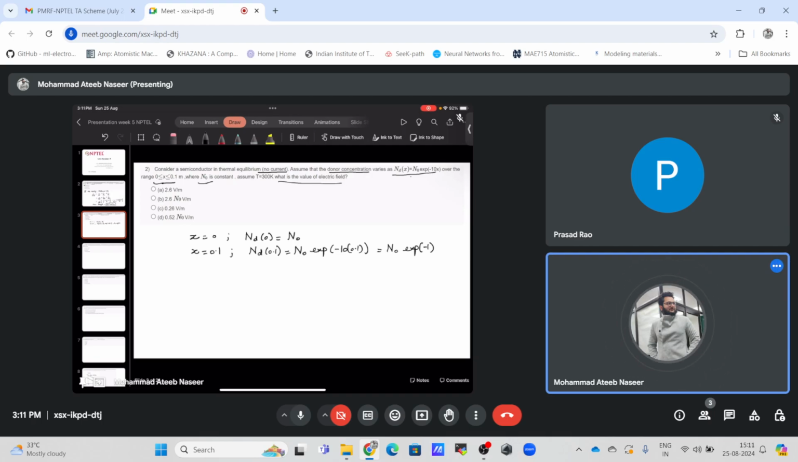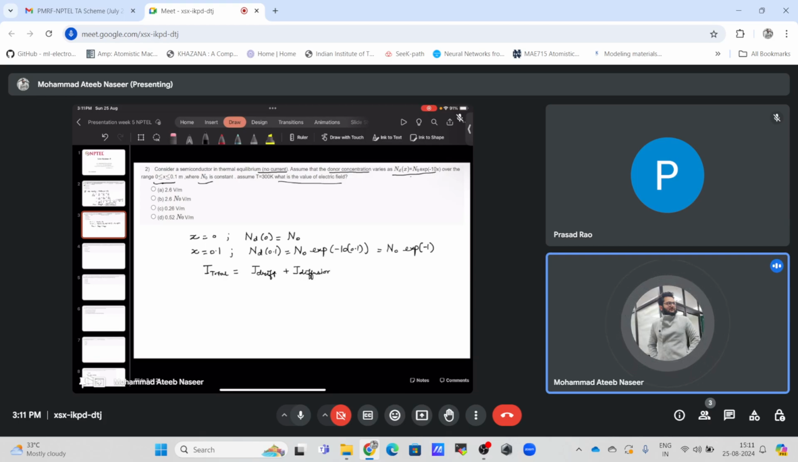This results in the built-in field, which you must have seen equal to the built-in potential in the calculations whenever you are doing a PN junction or metal semiconductor junction. You have seen that, so this is a similar kind of concept. Because of this concentration gradient, we will have this built-in field. In total, because there is no current, and current in total is a combination of two things: one is the drift and another is the diffusion.